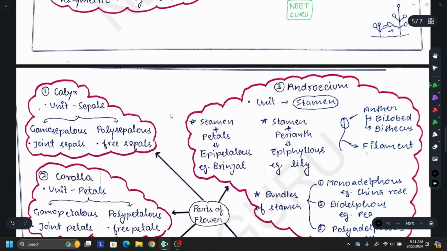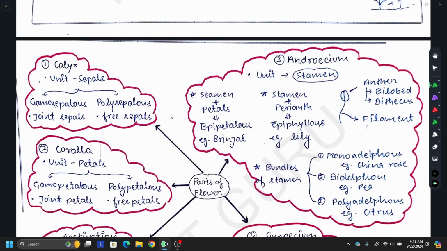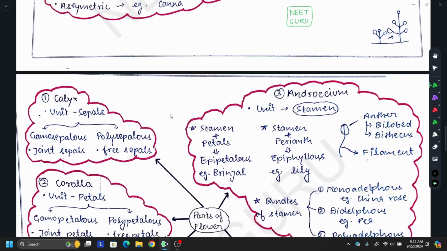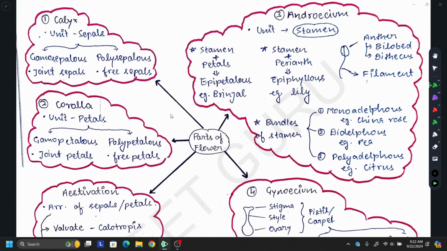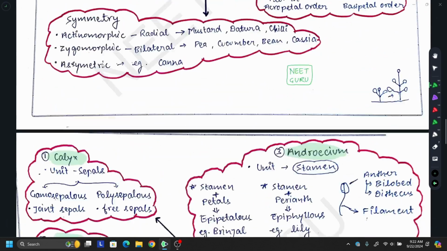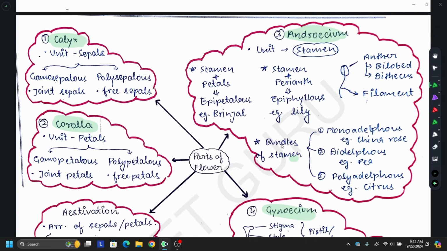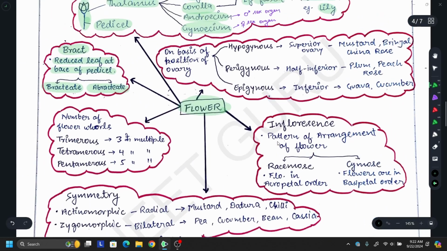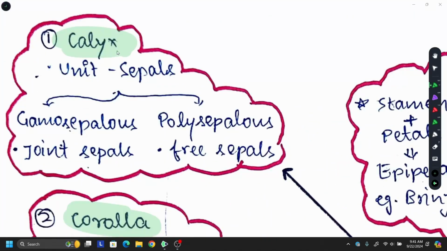After all this, let's first study all the types of whorls that are attached on the thalamus, that is calyx, corolla, androecium, and gynoecium. Then we will come back to this page which we have not studied yet, because first you have to study the calyx, corolla, androecium, and gynoecium. Then you can understand this previous page. Now these four together are known as whorls.